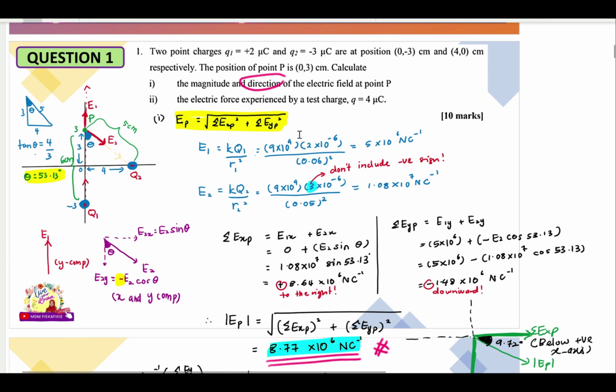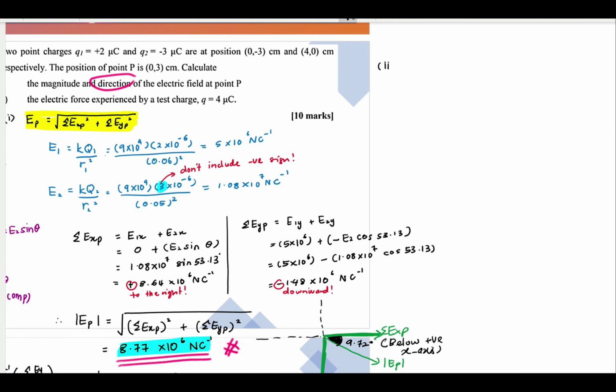Alright, and then for the second part, we want to calculate the electric force experienced by a test charge Q. Okay, let's say we have a test charge Q equal to 4 microcoulomb, and we locate this charge at point P here. Kita letak dekat sini. Okay. So, dia akan jadi macam mana? Okay, question number 2. So, electric force experience.